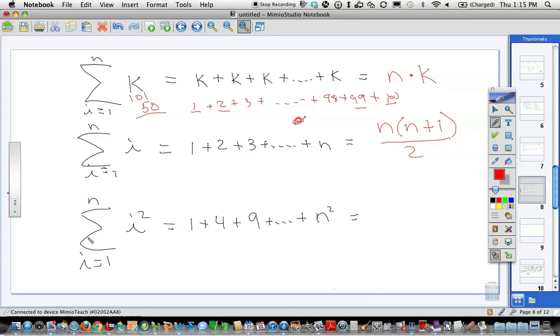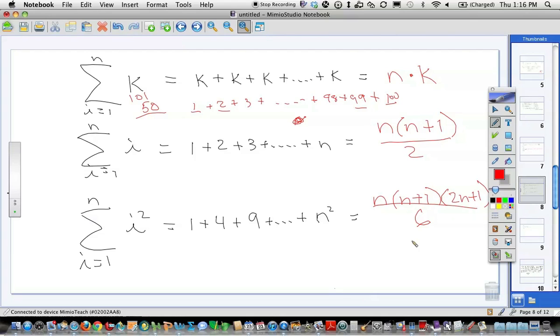And if you have a sigma i squared, 1 plus 4 plus 9 all the way out to n squared, that adds up to n, what is it? I can't remember that one. That's why I'm not going to make you memorize it. n times n plus 1 times 2n plus 1 all over 6. Okay? So if we were going to add up the squares of the first 100 terms, we'd put 100 here, 100 here, 100 here, work that out. That's what the sum would be.